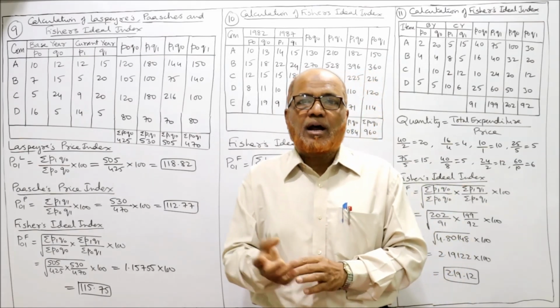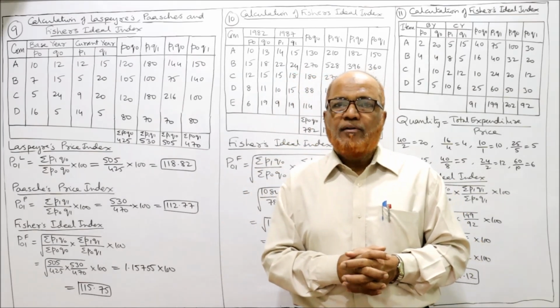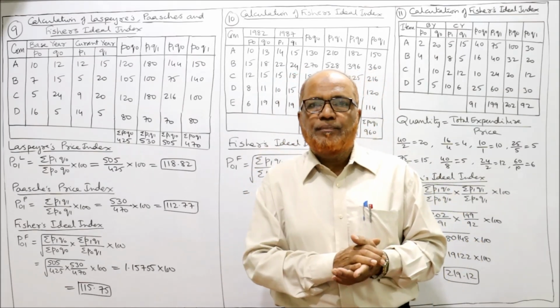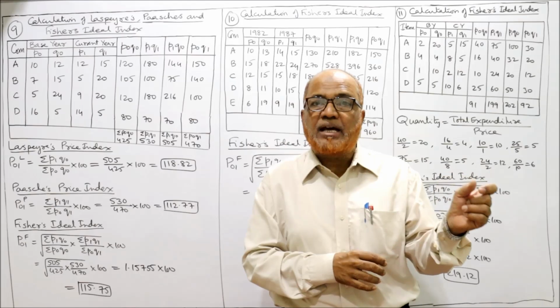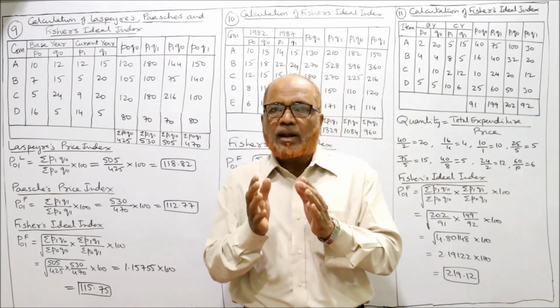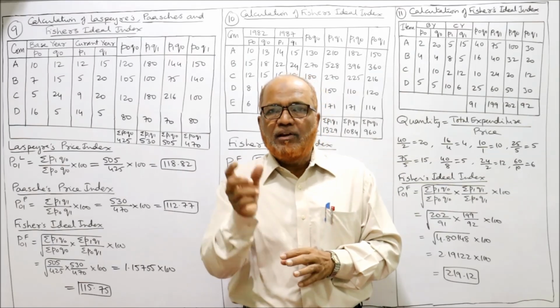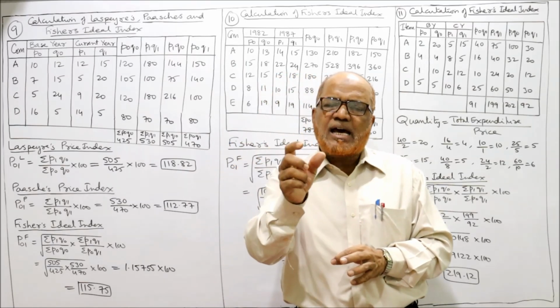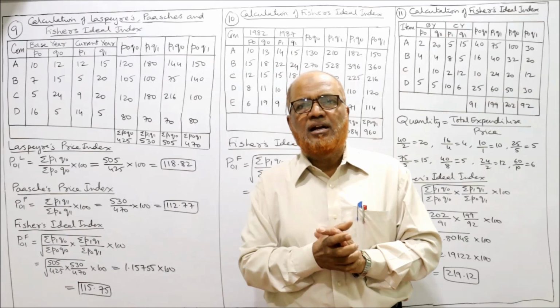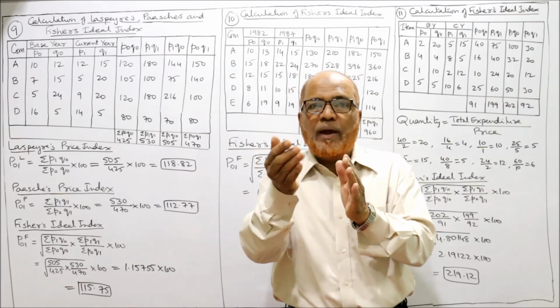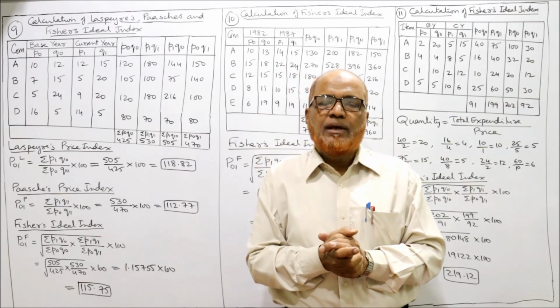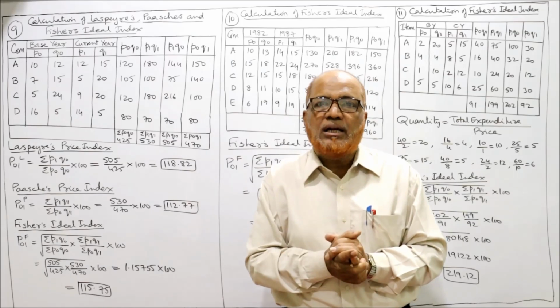Under weighted index numbers, again we have two sub-classifications, weighted aggregative method and weighted average of price relative method. Right now we are doing the weighted aggregative method. In the weighted aggregative method, it is exactly the same as the simple aggregative method. The only difference is weights are included. The weights are the quantities.